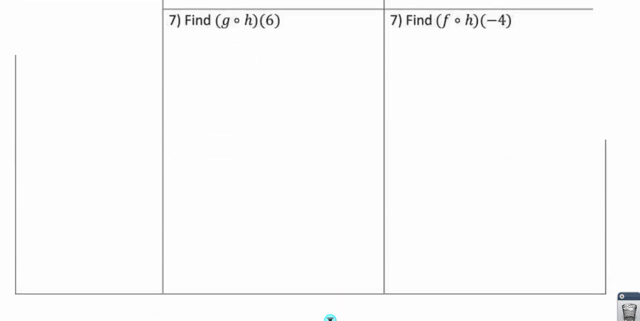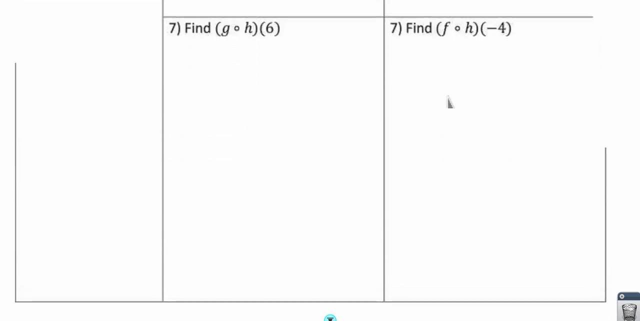So I'm going to leave you with 2 problems here. These should say numbers 7 and 8. All right, as your try-it problems for tonight, I want you to find g of h of 6 and f of h of negative 4. You're just going to take 6, plug it into h, get an answer, take your answer from that, plug it into g, and that'll be your final answer. Do the same thing in number 8.